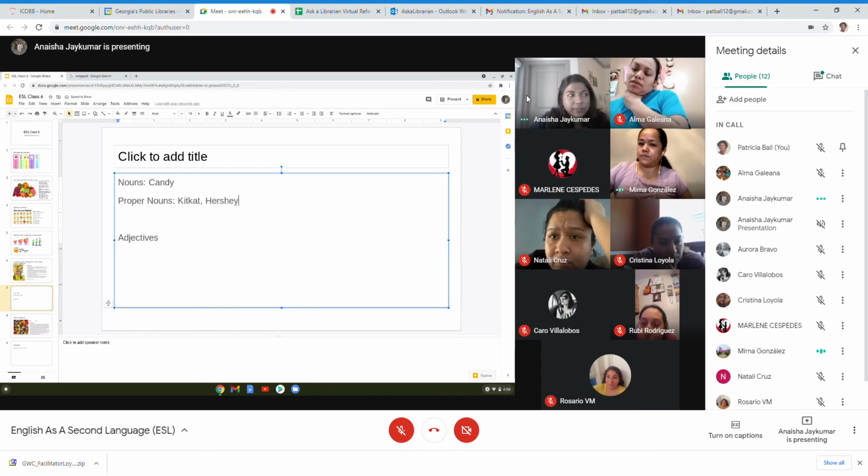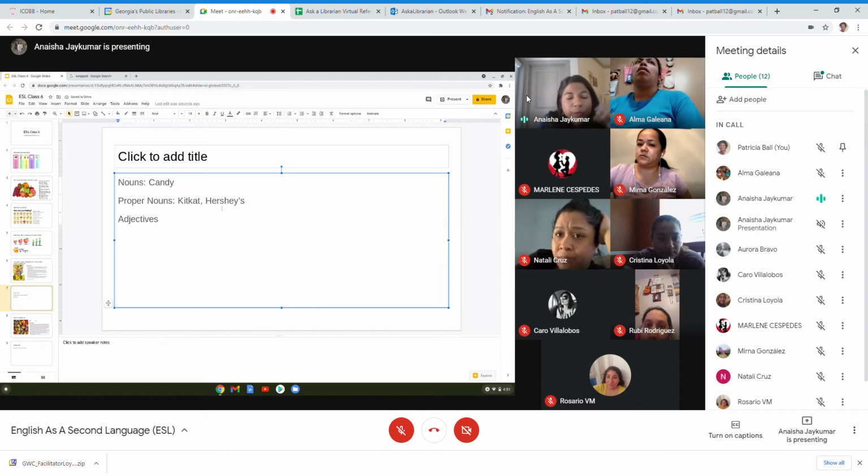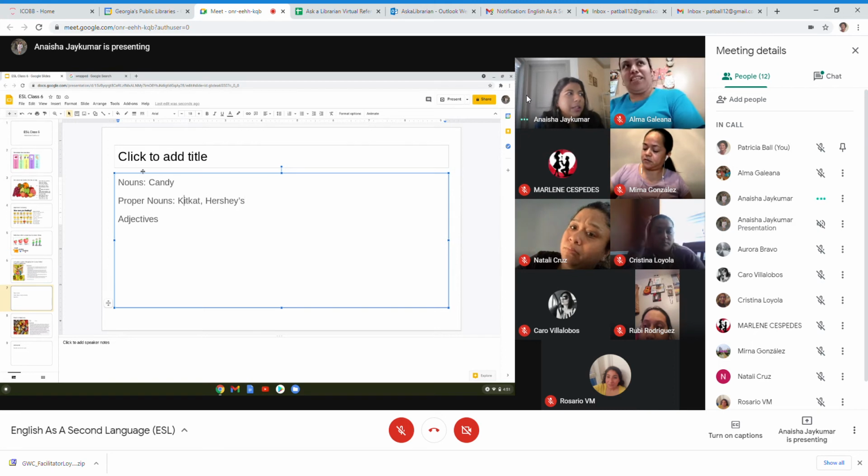Hershey's, Kit Kat. These are all proper nouns. Kit Kat, these proper nouns will always be in capital. You look at the start, it starts off with a capital. Usually in a sentence, candy will be small.